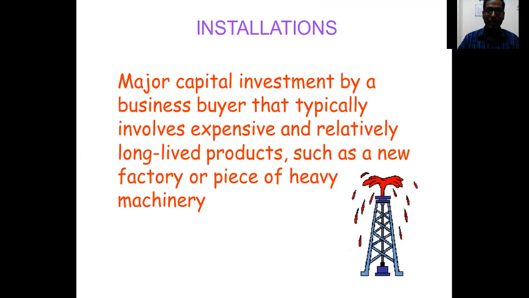First is installations. A major capital investment by a business buyer that typically involves expensive and relatively long-lived products, such as a new factory or a piece of heavy machinery. So anything like machines which need to be installed and fixed in a place comes under installation. Like for a manufacturing unit, a business is buying new machineries and fixing them. Also the accessories related to fixing all contribute to the installation category.